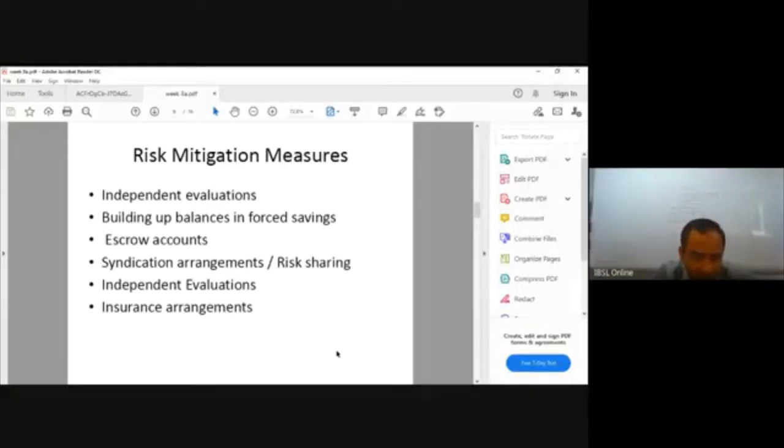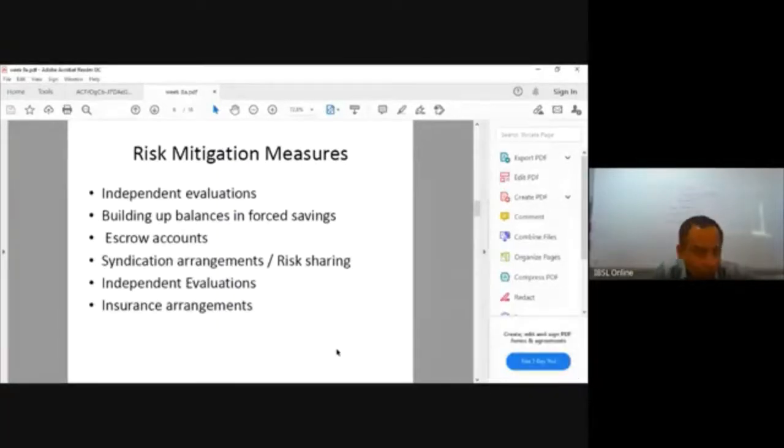Okay. Independent evaluation, we looked at it. Insurance arrangements, we also looked at it. Various insurances are there. On a house, on a property, you go for fire insurance, right? On machinery, you go for machinery insurance. On a vehicle, you go for full insurance. In the vehicle, you must understand there is what we call comprehensive cover and third-party cover.